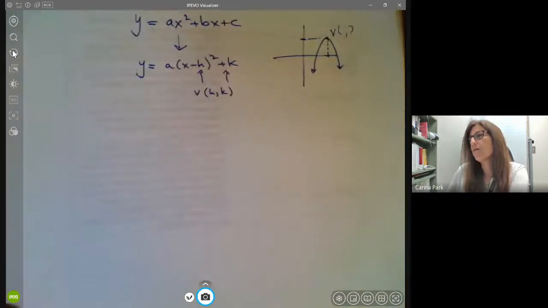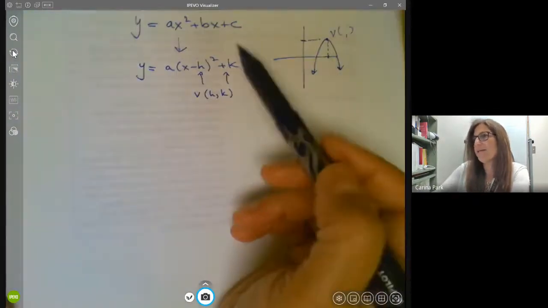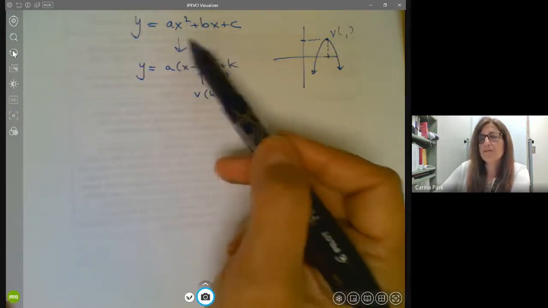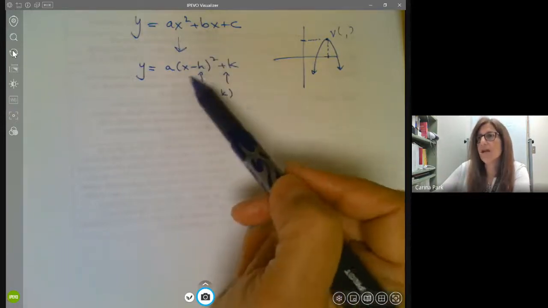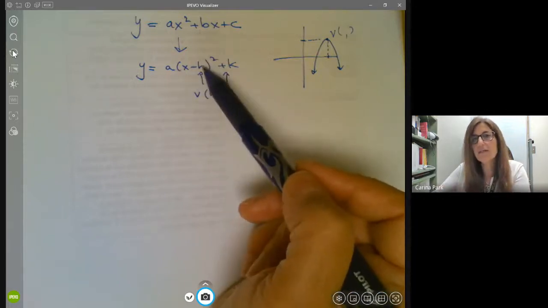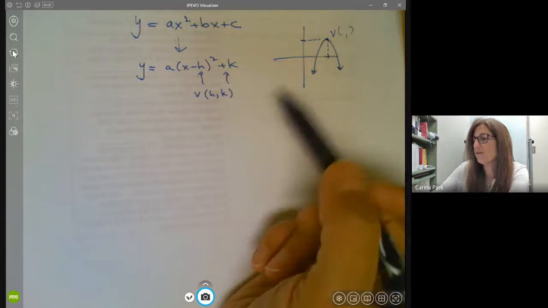Okay, so completing the square, it's called that because you'll see that this equation has just a bunch of terms, but this equation has a binomial squared. All right, and why we're completing it is what you're about to see. I'm going to show you with the area models.